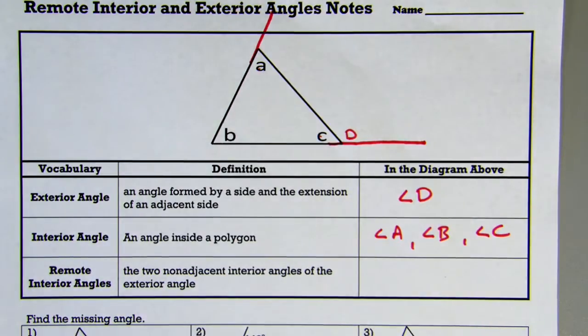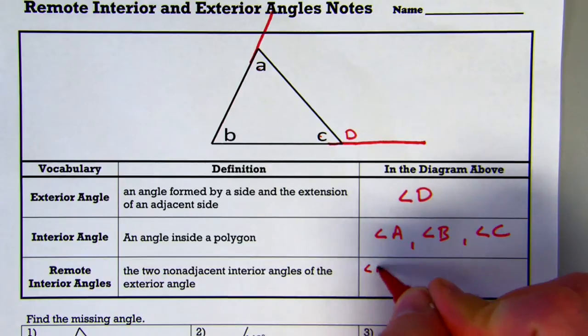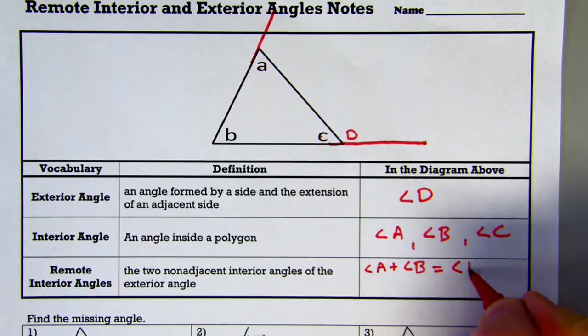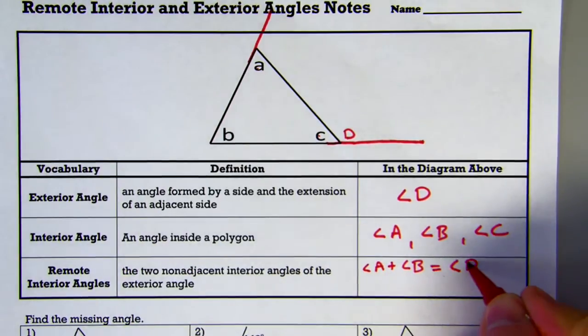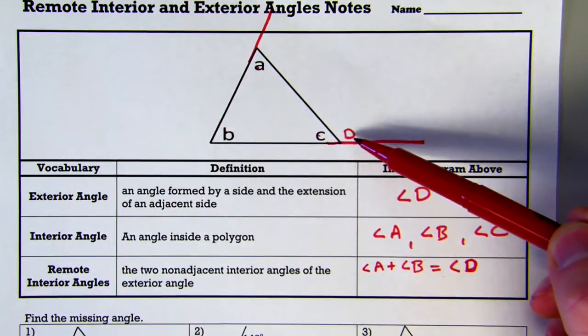And the thing we know about remote interior angles, though, is that when we add them up, so when we add up A and B, it's actually going to equal our exterior angle. Okay? So when we add up A plus B, it should equal angle D.